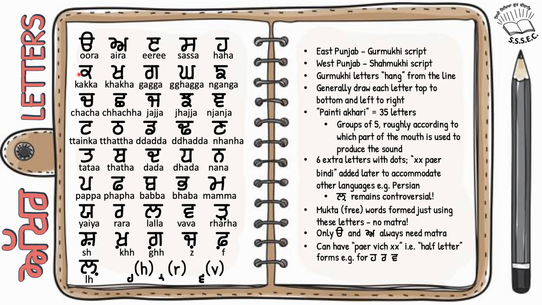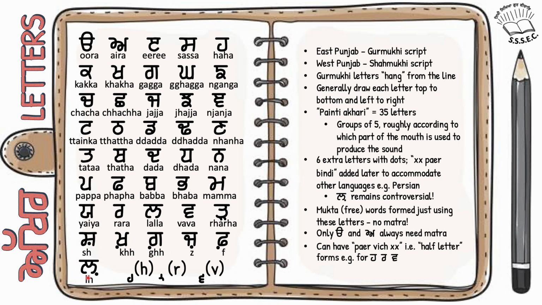So 1, 2, 3, 4, 5, 6, 7 lines of 5 letters each. And you can see these extra letters here, which are borrowed from these earlier 35 letters, but with little dots added on. In Punjabi, for example, this will be called Sase Par Bindi because it's a sasa with a bindi or a dot at the foot of the letter.